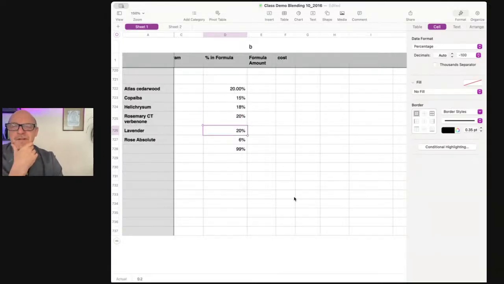So what I have here is a powerful antioxidant and anti-inflammatory, especially with the Atlas cedarwood and the copaiba, and the helichrysum, rosemary verbenone, lavender. Also antioxidant, really good anti-inflammatory, especially with the helichrysum, anti-inflammatory with Atlas cedarwood, copaiba, and cell regeneration. Actually, all of these with lavender, good cell regeneration. Lavender is kind of like rose in a way that it does everything. All right, so there's my formulation.